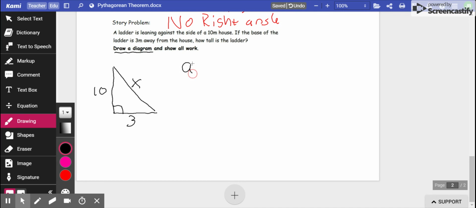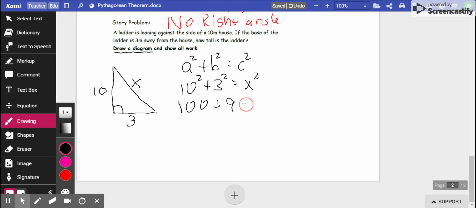Go ahead and write out your Pythagorean theorem: a squared plus b squared equals c squared. A squared is 10 squared, b squared is 3 squared, equals x squared. This will be 100 plus 9 equals x squared. X squared will equal 109. Take the square root, and the answer is the square root of 109.